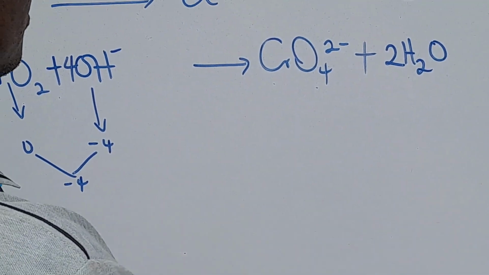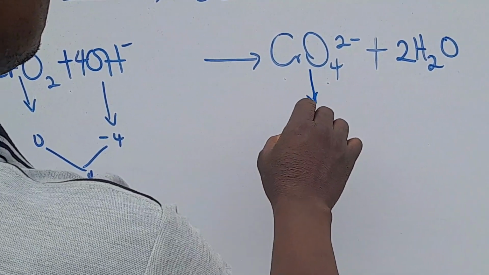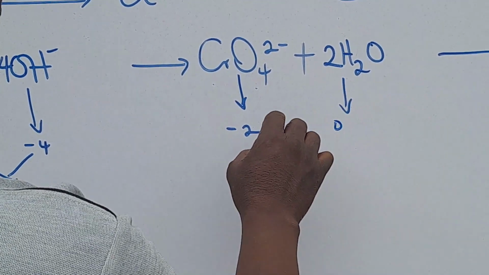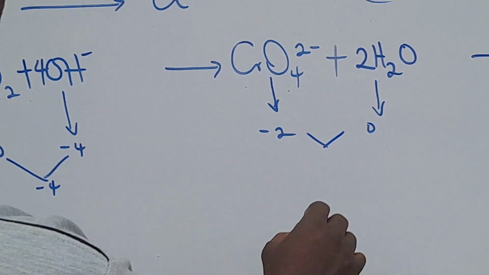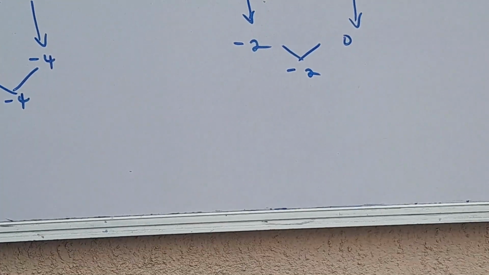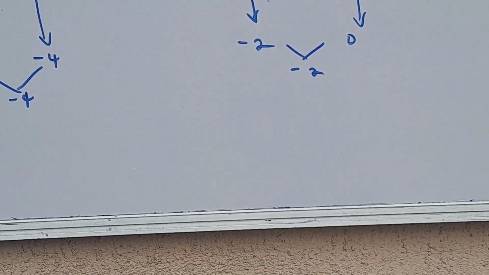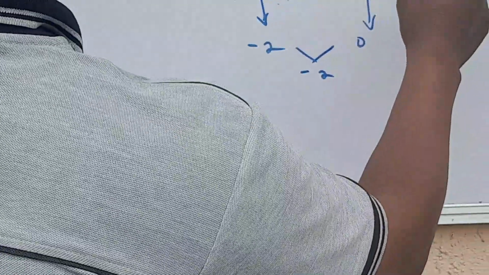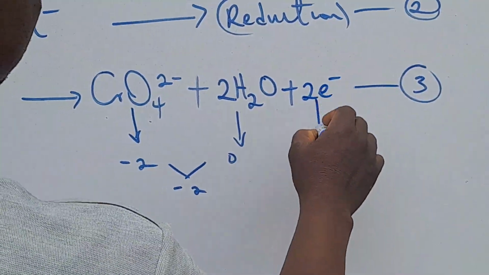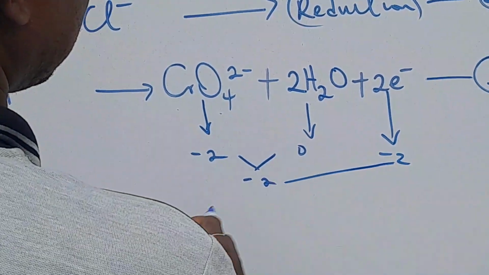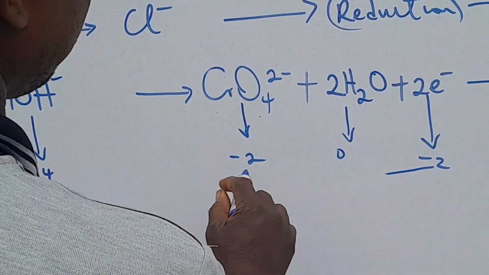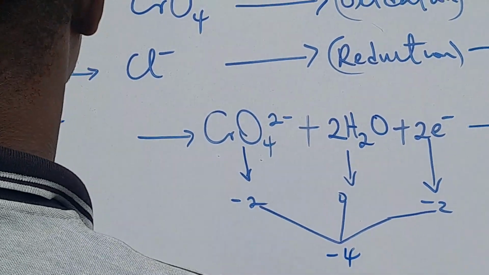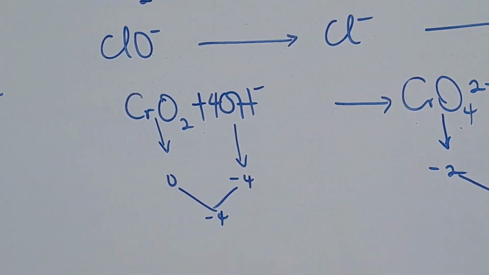So let's check the product. Product I have here minus 2 and 0 and 0. So what do I need to do? I have my total as minus 2. I need something better now. My electron is not balanced, and my electron is negative. So I'm going to add e minus here. So I have minus 2. Total now, when I add everything together, now I have minus 4. This equation is balanced. You get that?